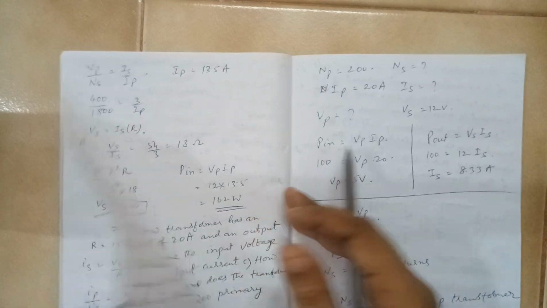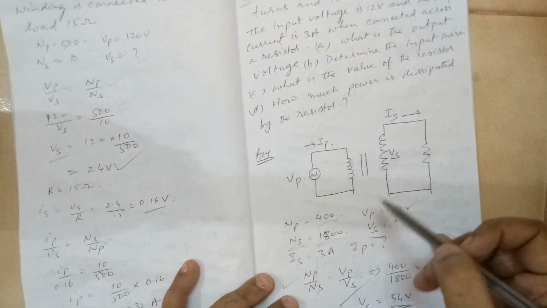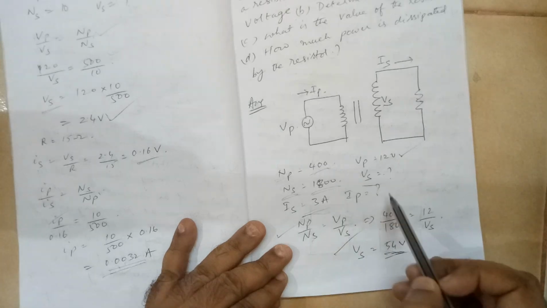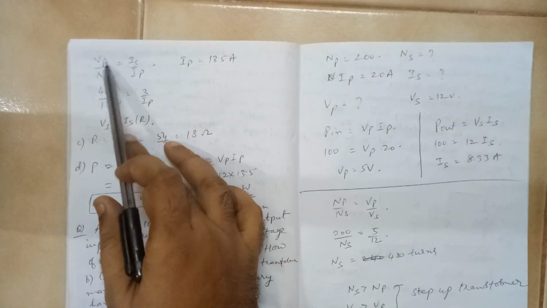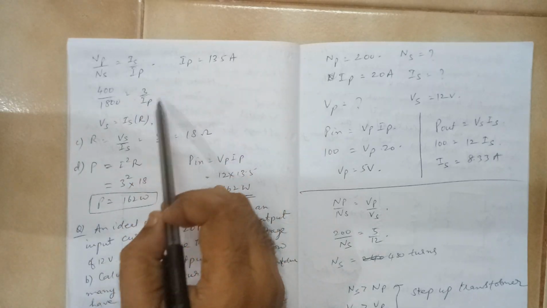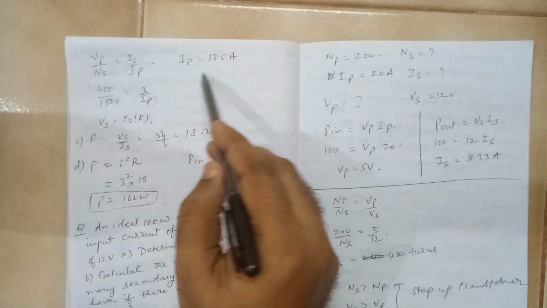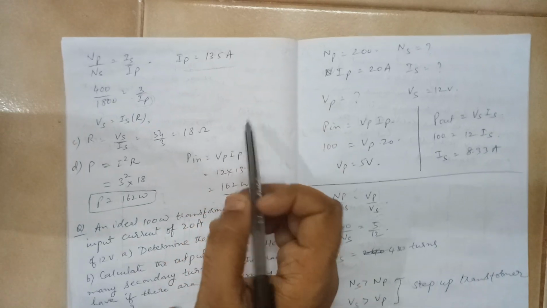Now, what else has he asked? Here Is, the secondary current, is given and the primary current is asked. So put it in the equation: Np by Ns is equal to Is by Ip, and you can get the value of Ip. I have got Ip as 13.5 amps.